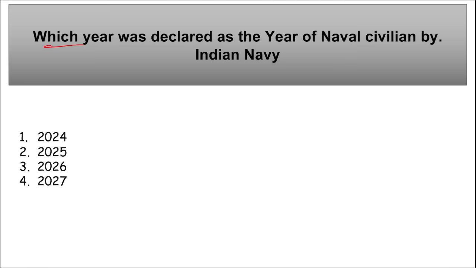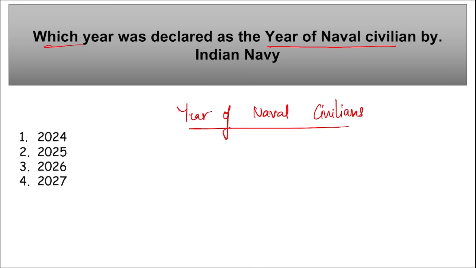Next is, which year was declared as the year of naval civilians by Indian Navy? Year of naval civilians. It was declared by Indian Navy. Now the question asked here is, which was the year? It is the current year, that is 2024.